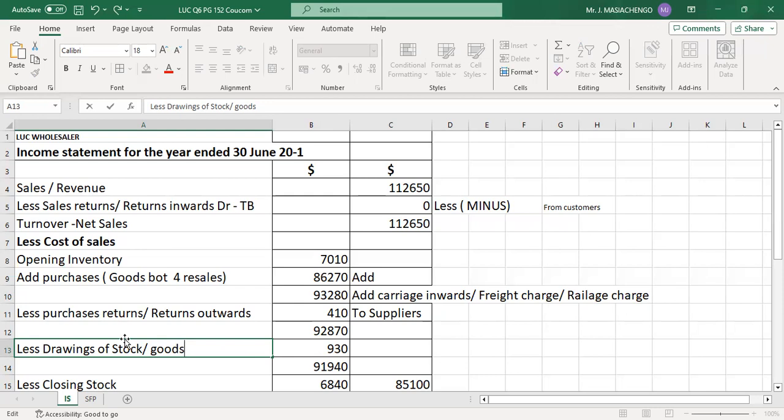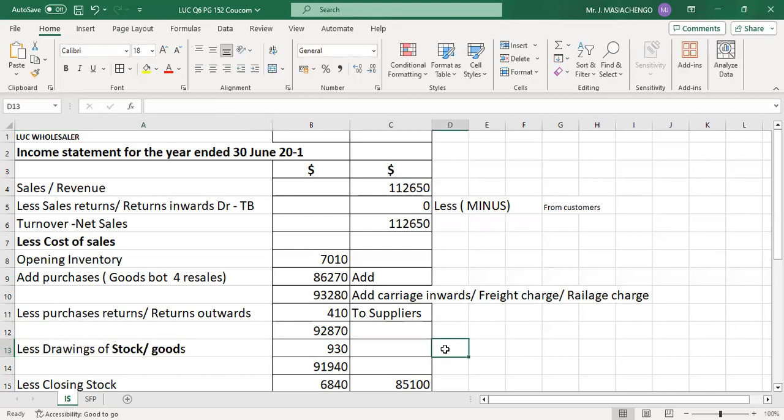In the statement of financial position. But these ones are specifically drawings of stock. Please, let me repeat it. These are drawings of stock, not the one that is written drawings. When you see it written drawings in the trial balance, it's not recorded in the income statement. Did I make myself clear?